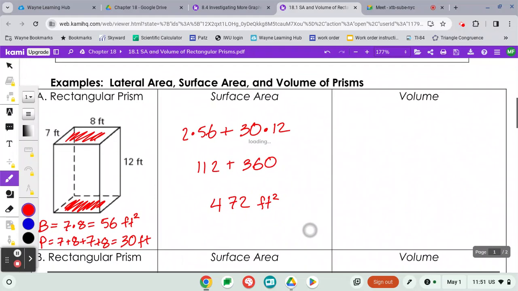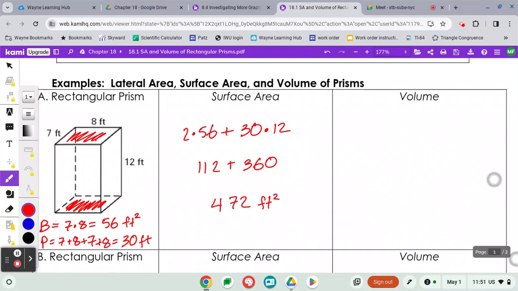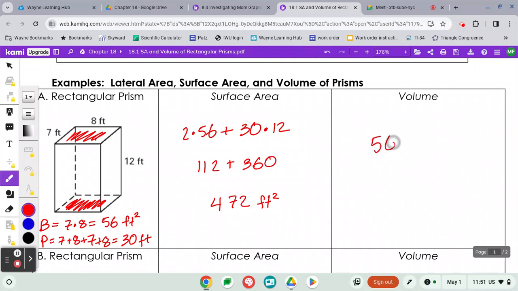And now the volume, once you know that, the volume's really easy. Look at your formula for volume. We just need the area of the base times what? The height. So our area of our base, we said, was 56. What was our height? 12. What's 56 times 12? And if you don't know, that's fine. Use a calculator. 672. Thank you, Luis. And don't forget, what did we say about this one? Feet cubed. Good.